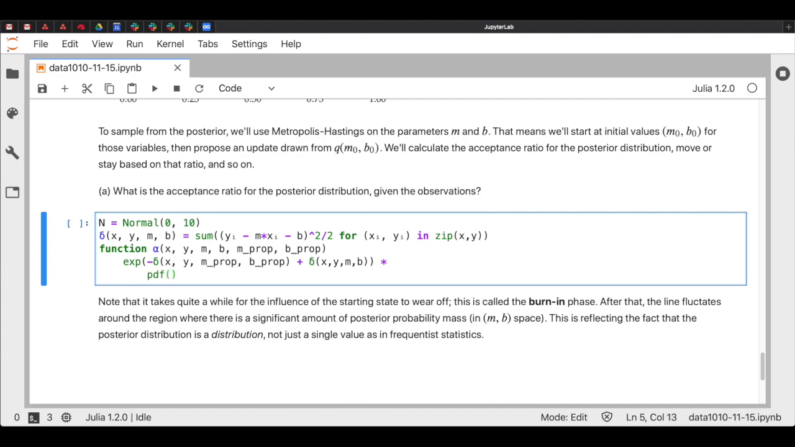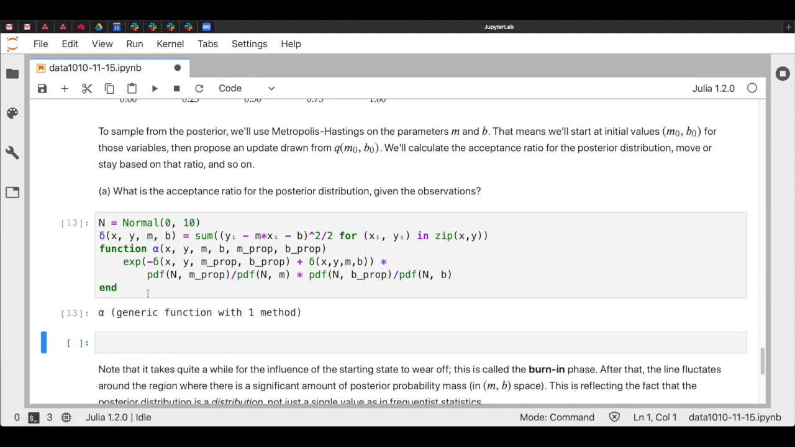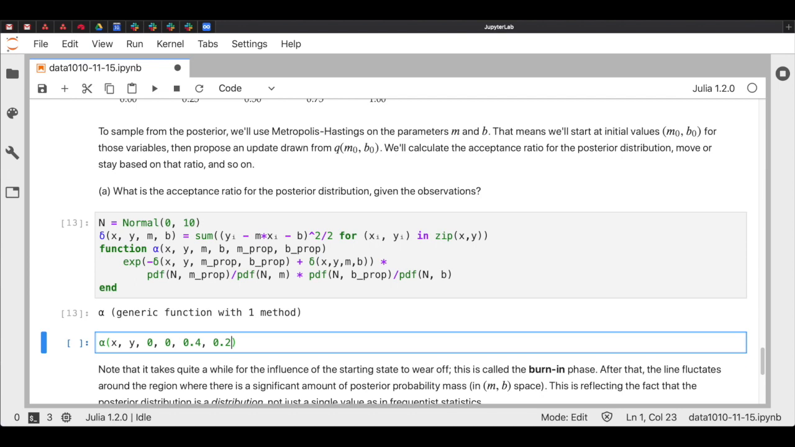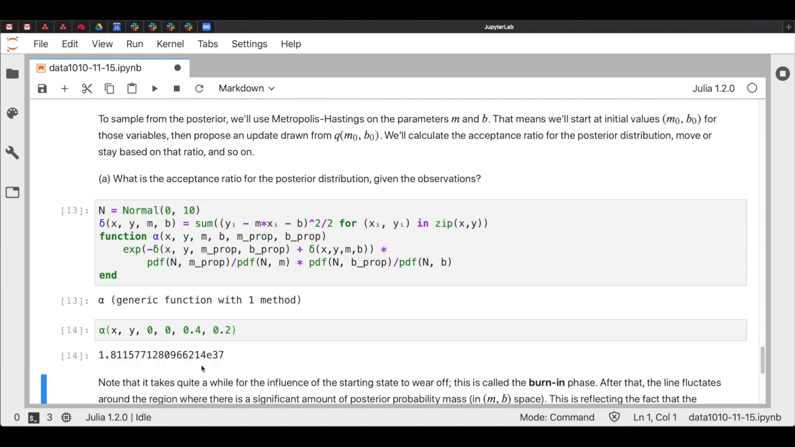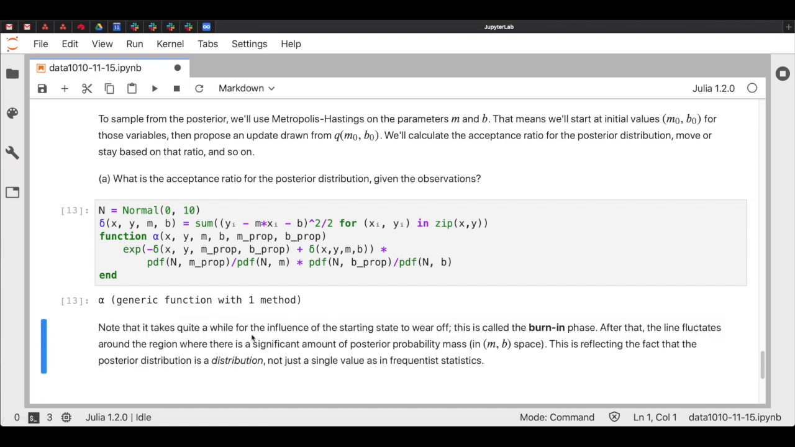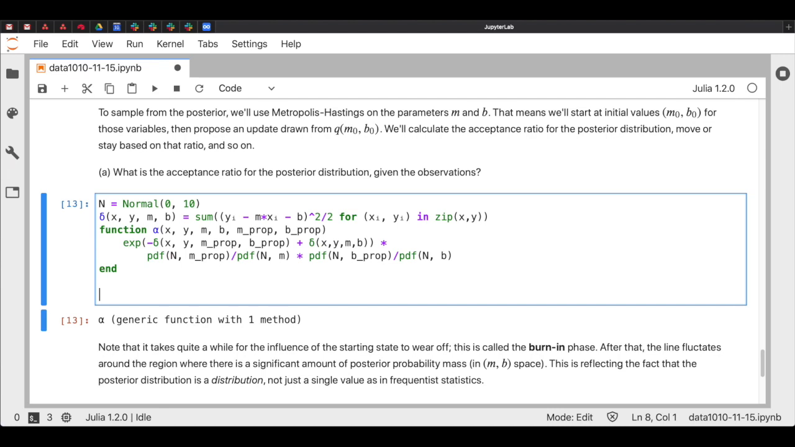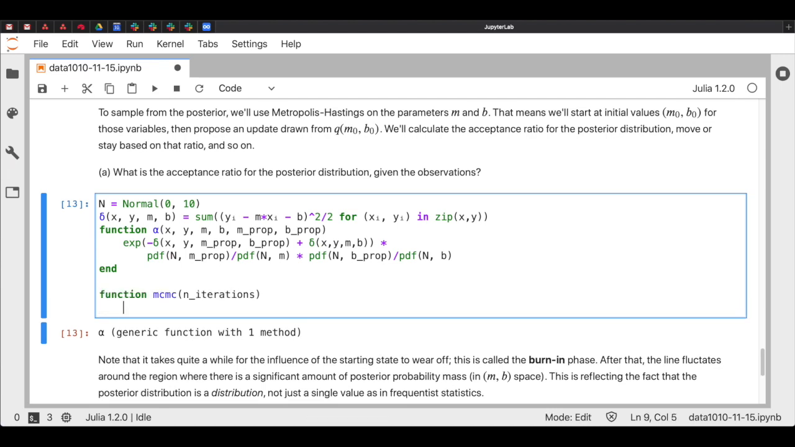And we also need to account for the ratio of the priors. And here we won't do anything analytical. We'll just defer to the PDF function from distributions. So to see that this function is doing something plausible, let's look at the acceptance ratio for a pair of values that's very inconsistent, like 0, 0. The slope and intercept of 0 are very inconsistent with the data, while 0.4 and 0.2 are spot on. And we get this completely enormous ratio, 1.8 times 10 to the 37. So that makes sense.